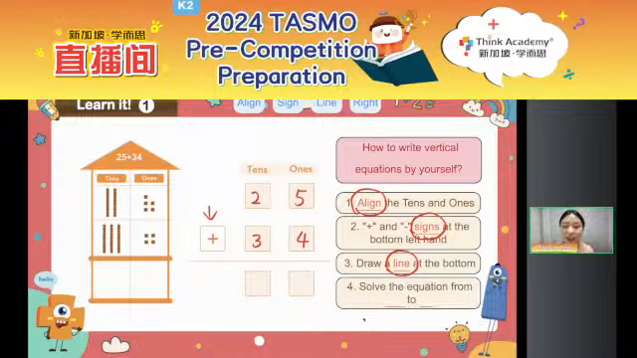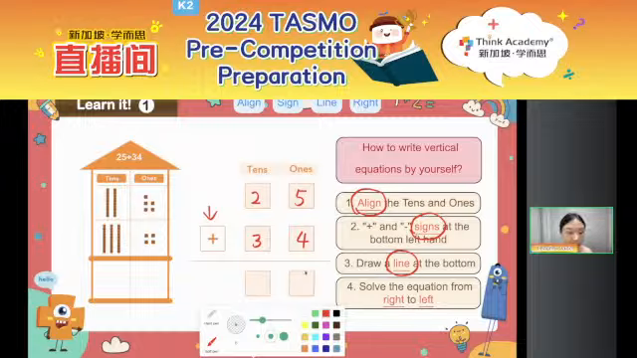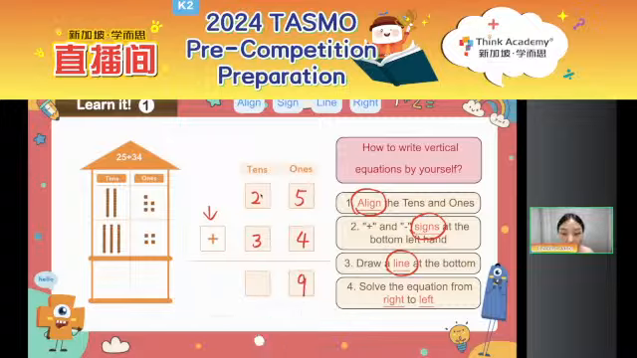And then the fourth thing is that we can solve the equation from the right to the left. That is, we can do it from the ones digit. 5 plus 4. What is the answer? You can type in the chat box. Okay. Good job, Michelle, Sarah. So we can see 5 plus 4. The ones plus the ones, we can get 9. And then the tens place, we can see that there are 1, 2, 3, 4, 5. 5 groups of tens, right? So we can write down 59 here.